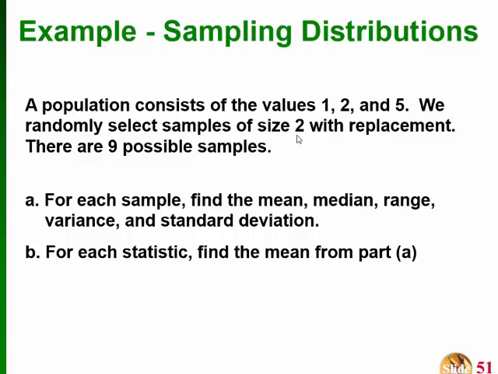For each sample, find the mean, the median, the range, the variance, and standard deviations. And so we're just going to look at these things to find for each sample. And then we'll see that if we take the average or the mean of those things, we'll see which ones would be good things to estimate.